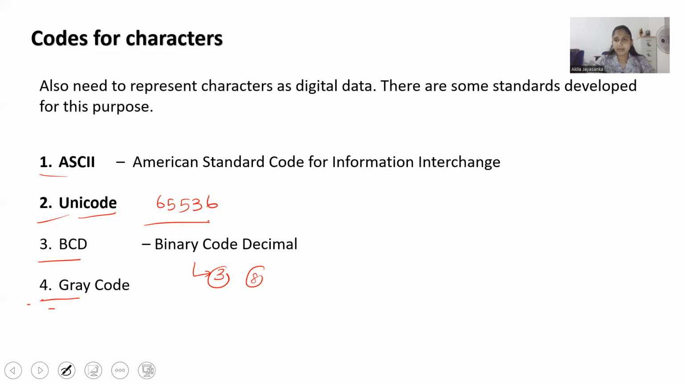65,536 symbols, right? Or the digits. This Unicode could represent 65,536 digits. Currently we use this Unicode format.